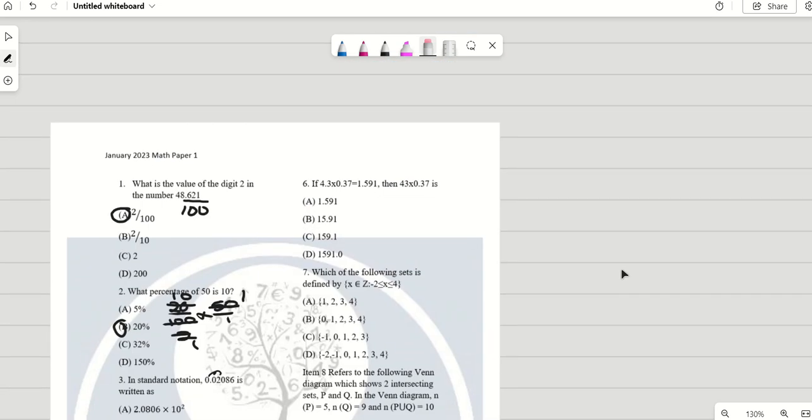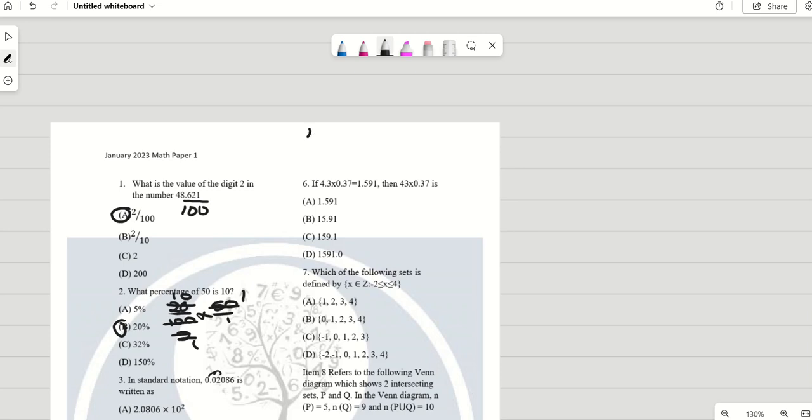Let's see, number 6. This one, you take out the decimals. When you see questions like this, you take out the decimal to make sure that the digits are the same. Remember, when we are multiplying decimals, we always multiply the numbers like normal. We remove the decimal point, multiply like normal, and then count how many digits there are after the decimal point. That will tell us how many times we have to shift our decimal point.